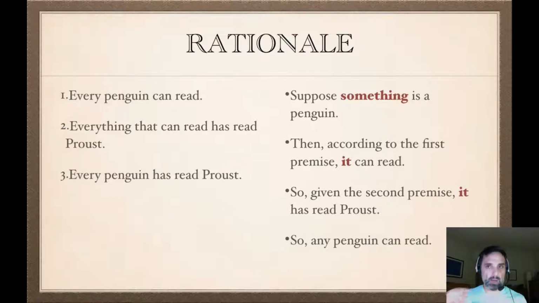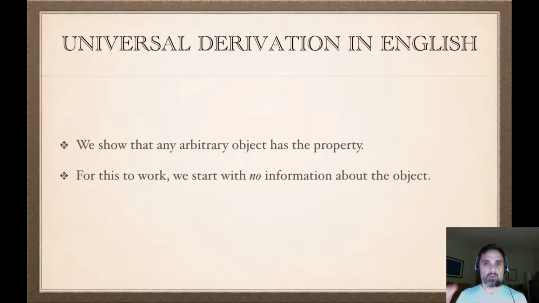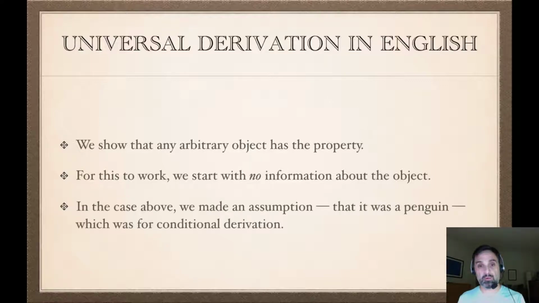So there's no particular penguin we had in mind. It wasn't Opus, for example, and it wasn't any of the penguins at this zoo that we've seen read Proust. It's an arbitrary penguin, and because it's arbitrary, the derivation actually works for all penguins, and so we can conclude that all penguins have read Proust. So we show that an arbitrary object has the property, but this works only because we start with no information about the object. If we had some information about the object we were reasoning about, it wouldn't be arbitrary, and so the reasoning wouldn't work for all objects.